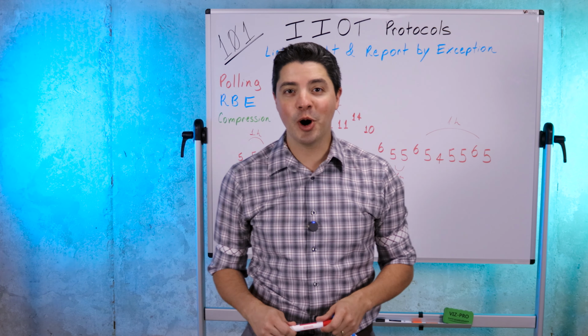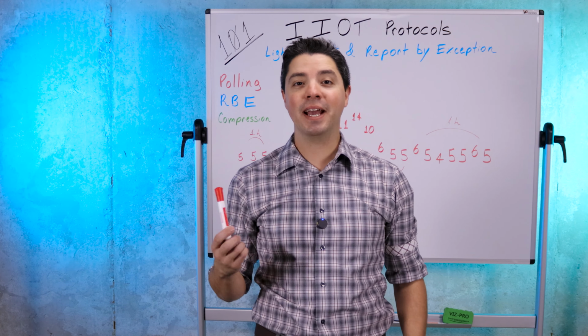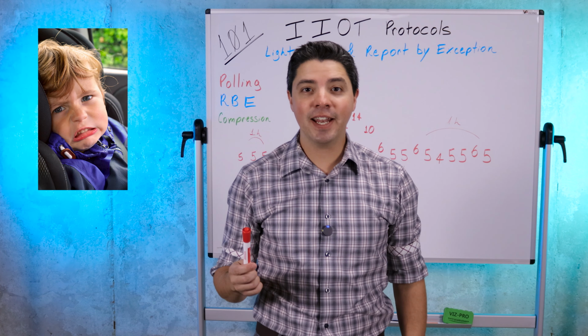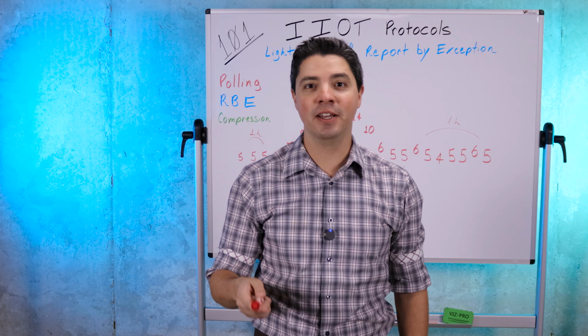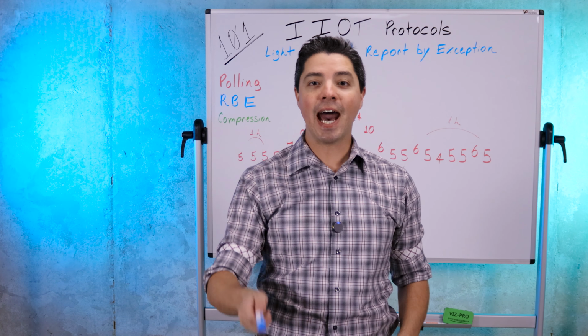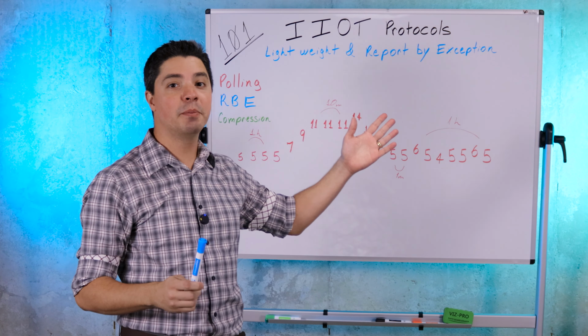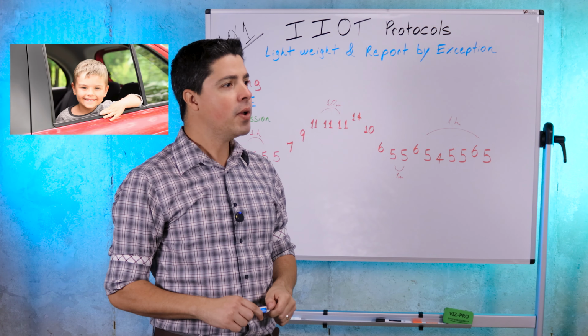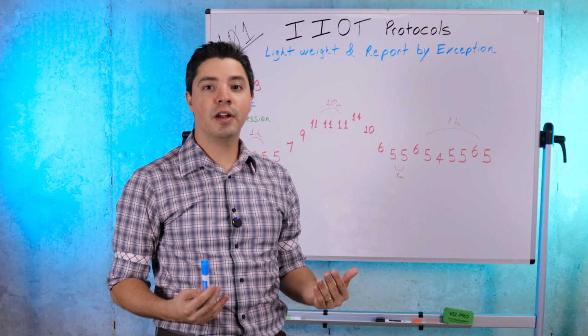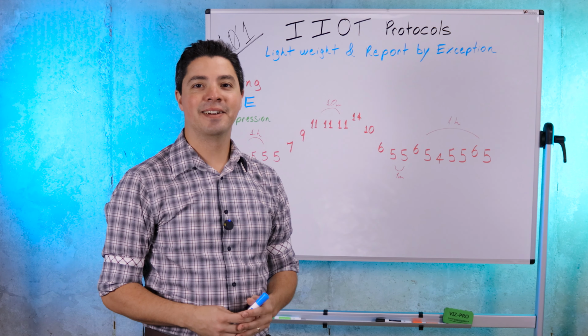A polling protocol is like that child in the back seat that says, are we there yet? Are we there yet? Every minute on a 5 hour car ride. So forget about that. How about report by exception? It's like a child saying, are we there yet? No. Okay, so I'll be quiet over here and you let me know when we get there.